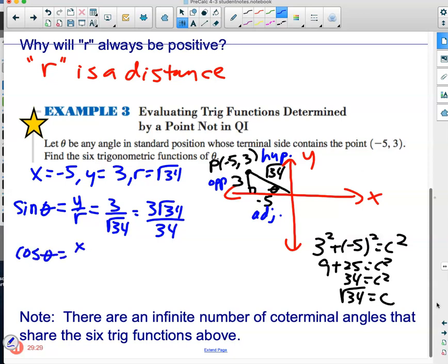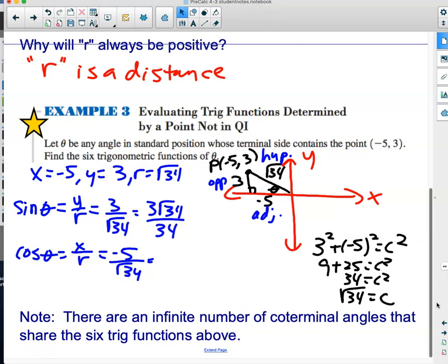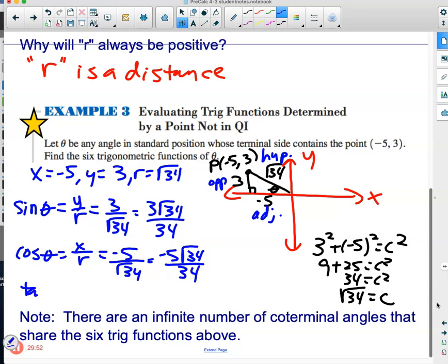Cosine of theta, x over r, negative 5 over the square root of 34. Sorry, I was already writing the answer. And we at least want that first step so it'll be easier to take the reciprocal. And then tangent of theta is y over x. So 3 over -5, -3/5. And then we just have to flip those so that we can give them all 6 of the trig functions. So here's our 3 primaries, and now we need our secondaries.